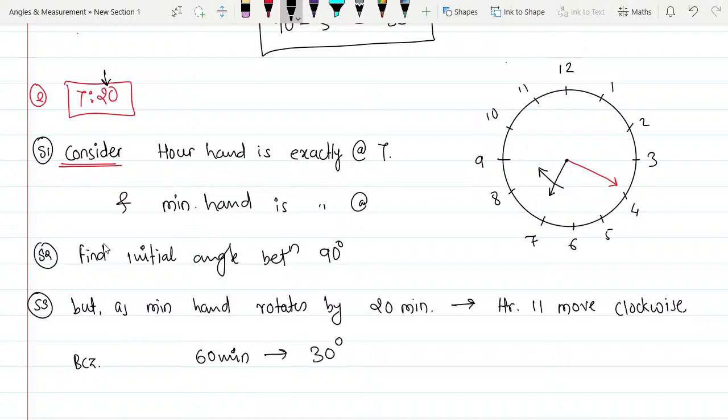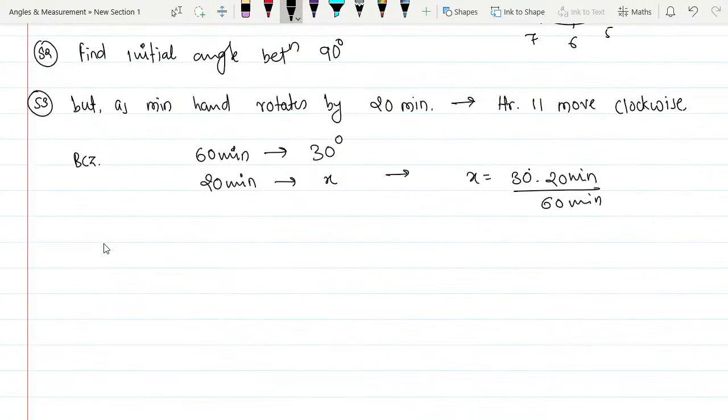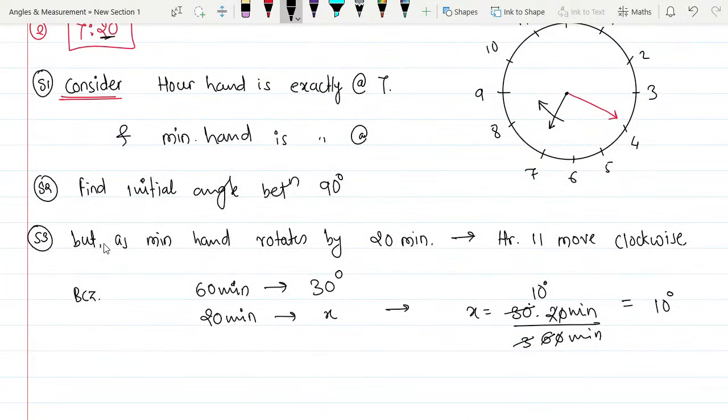ओके, सो अपने को कितना मिनट घूमना है? 20 मिनट्स घूमना है. सो 20 मिनट्स के लिए कितना टाइम आएगा फिर अभी अपने पास? सो लेट्स डू द क्रॉस मल्टीप्लिकेशन. सो एक्स इज इक्वल्स टू हाउ मच? इट्स 30 डिग्री इंटू 20 मिनट्स डिवाइडेड बाय वी हैव 60 मिनट. यस और नो? ओके, सो ये 6 कैंसिल हो गया, ये 3 पे कैंसिल हो गया एंड ये आ गया भाई 10 डिग्री. ओके, सो एक्स इज इक्वल्स टू हाउ मच? 10 डिग्री. नाउ 10 डिग्री मीन्स व्हाट?